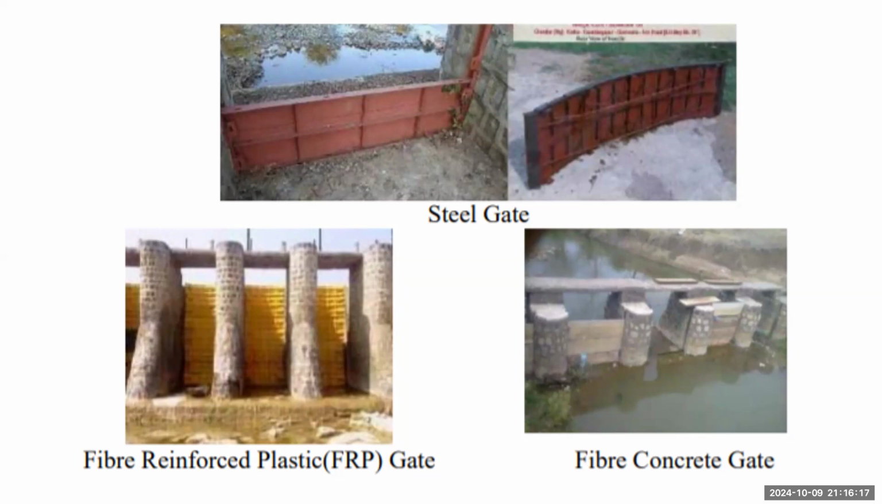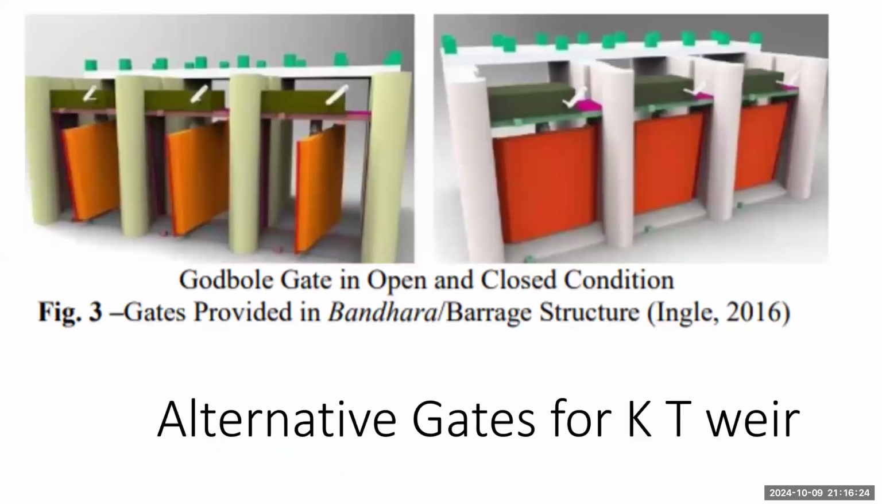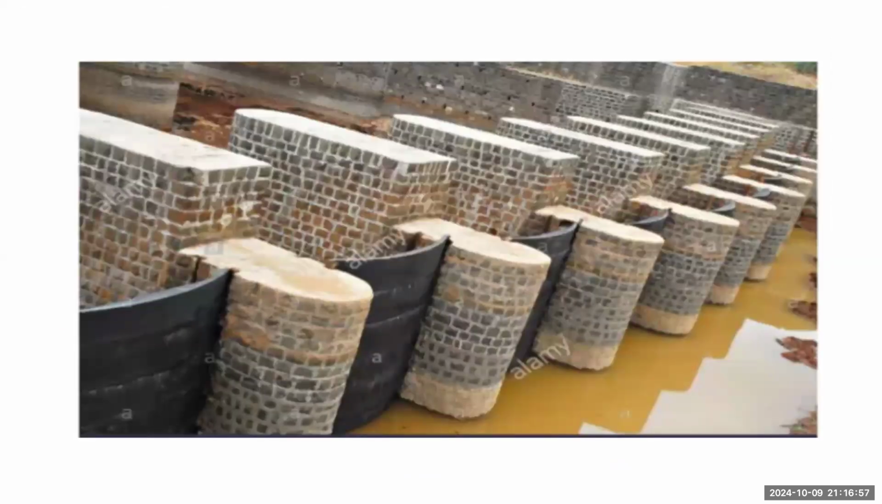So in order to overcome the drawback of this KT Weir, new gates were invented, which are called Godbole gates. These Godbole gates are fixed over a pivot and they are kept open whenever required, that is, in case of monsoon season, and they can be kept closed for the rest of the year. So these are the Godbole gates invented in order to overcome the drawback of all the previous types of gates. Okay, so this is a sketch of KT Weir. This is a photograph of a KT Weir which is under construction.